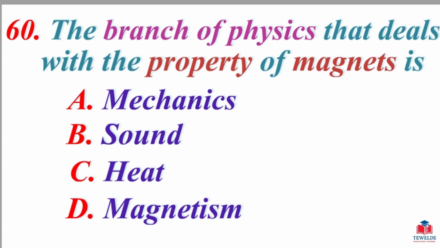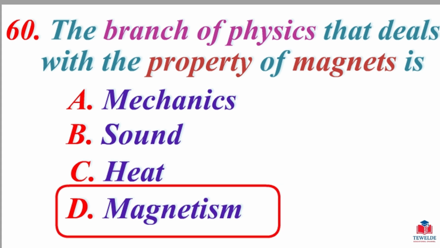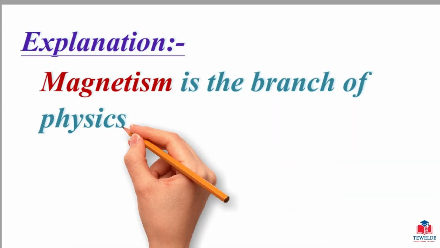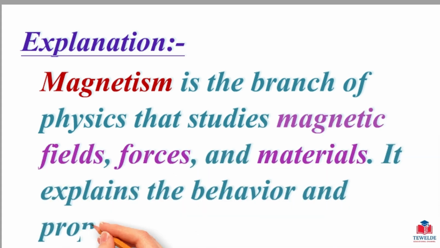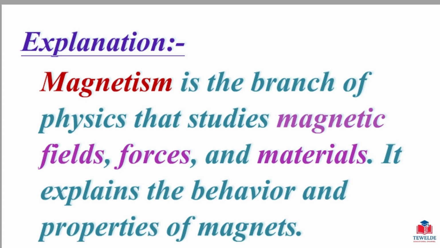The correct answer is D. Magnetism. Explanation: magnetism is the branch of physics that studies magnetic fields, forces, and materials. It explains the behavior and properties of magnets.